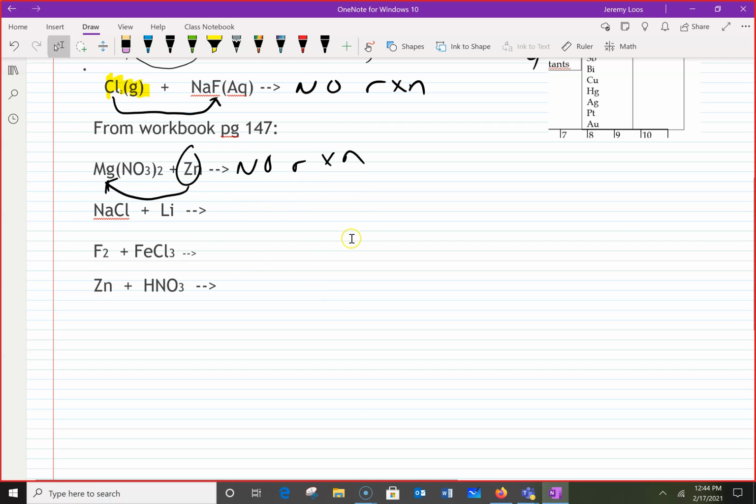The one I want to really touch base on right now is this one. So first of all, it's a nonmetal replacement. And then we say to ourselves, where is fluorine compared to chlorine? It is above it, as we saw in the other problem. So this reaction will happen. The thing that makes this one a little bit different is this Fe. The reason I say that is because Fe is a transition element. It's in the middle of the periodic table. It's one of those that has an unpredictable charge.